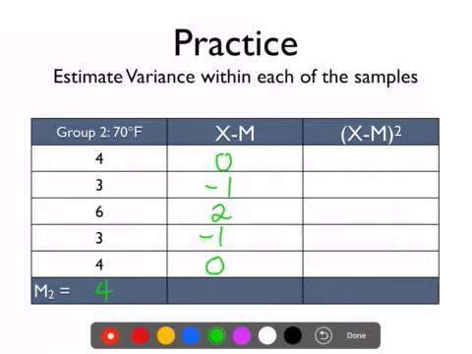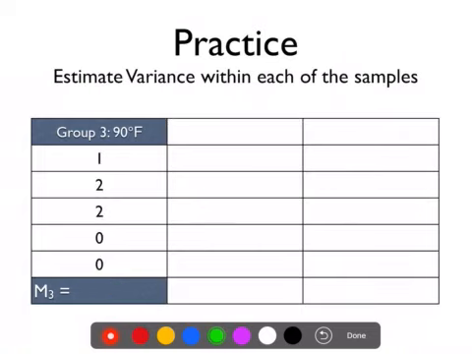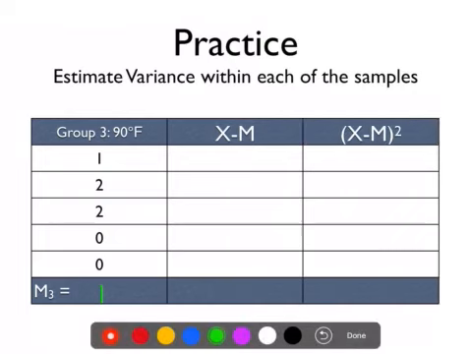Square each of those values and add them together. Our sums of squared for group 2 is 6. And we'll do the same thing for group 3. We'll add those values together, average them, and we get an average of 1. We'll subtract that value from each.